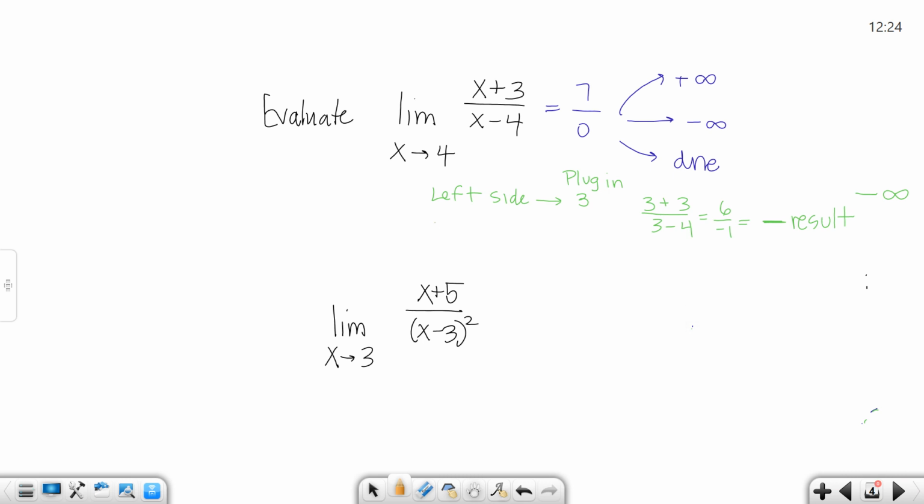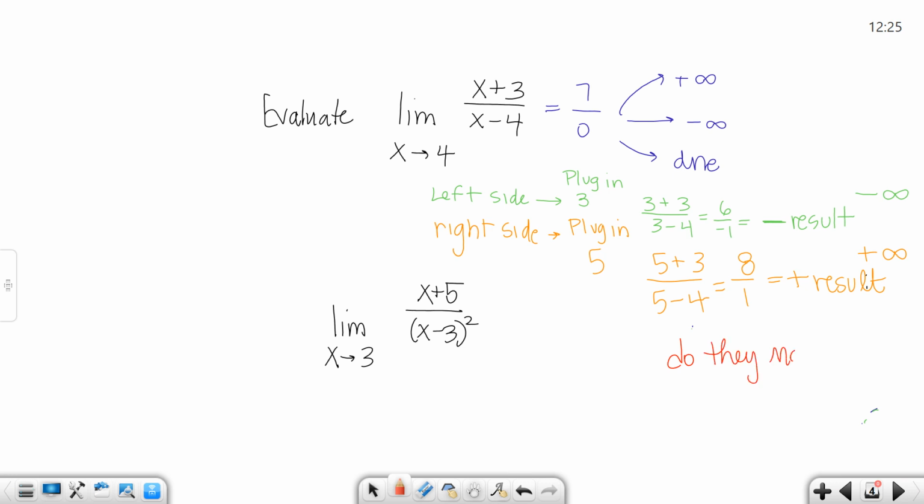Okay? I also have to plug in on the right side. So if I plug something in on the right side, I might choose 5. 5 is on the right side of 4, so I will plug in 5. 5 plus 3 over 5 minus 4. Okay, I get a positive 8. I don't care that it's 8. I care that I get a positive result. So that means on this side of 4, I get positive infinity. Do they match? No. So since they do not match, on the left side it goes down, on the right side it goes up. Your answer is does not exist.